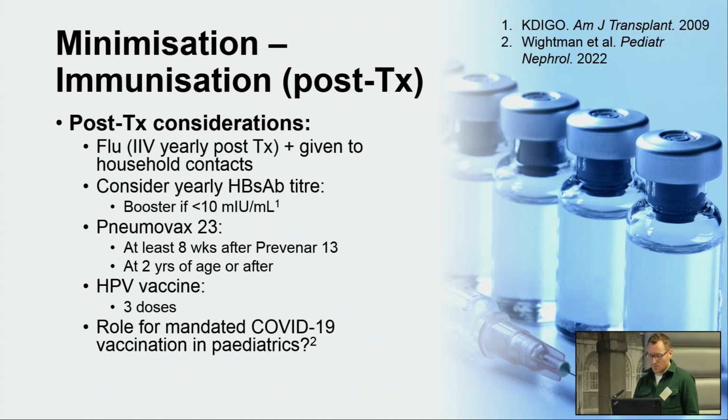HPV vaccine is very important, so that's also part of our routine vaccination schedule between 12 to 13 years of age in the UK. It's the vaccine Gardasil 9, which covers 9 different serotypes. But transplant patients require 3 doses of HPV rather than just 1, to try and generate the same immune response. And it's possible, I think with longer term data, that they might actually need more than just 3 doses.